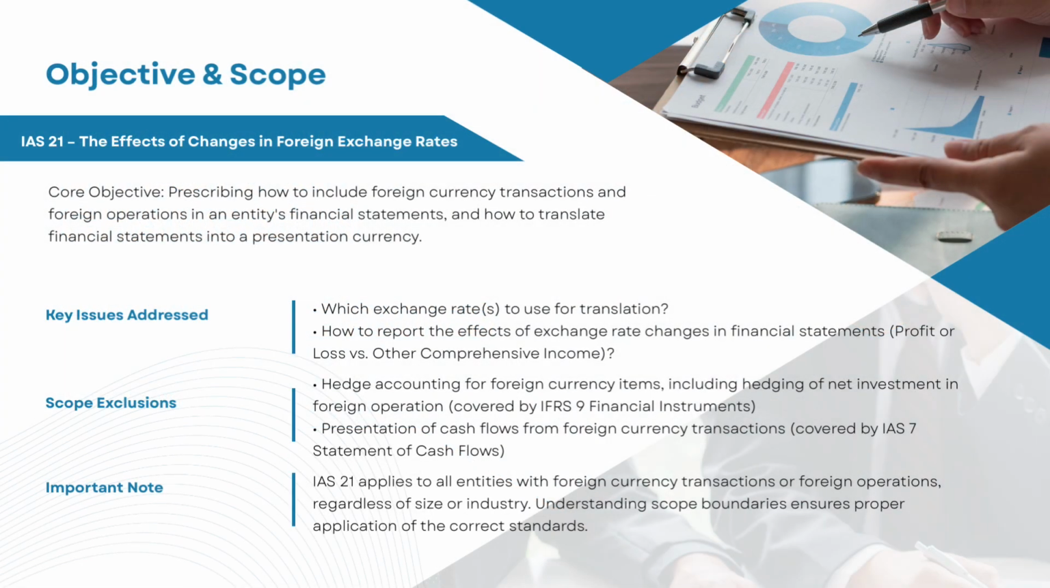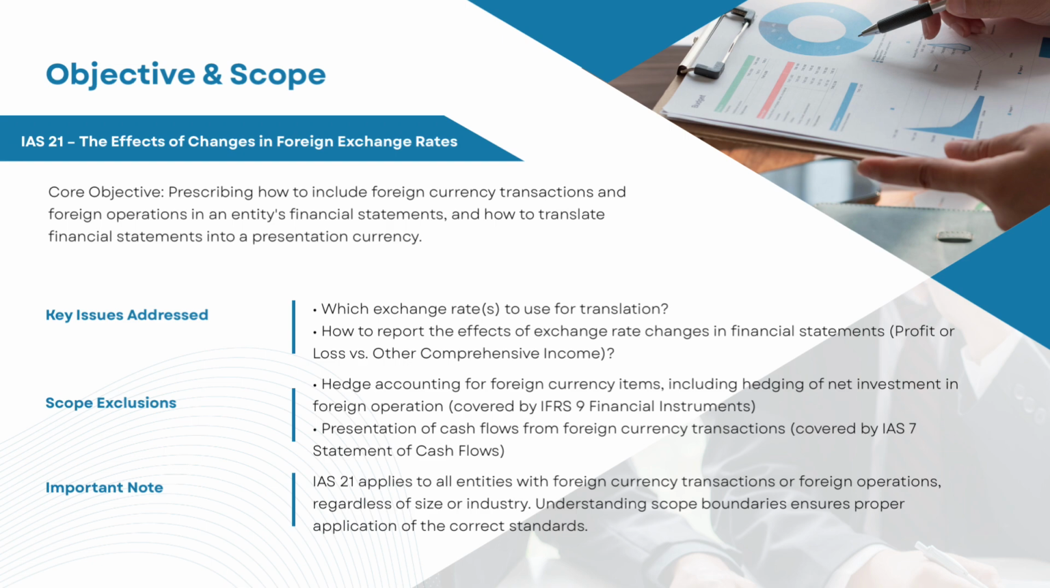Our starting point is the why. The objective of IAS 21 is to prescribe how to include foreign currency transactions and foreign operations in an entity's financial statements. We focus on two primary challenges: selecting the correct exchange rate and determining how to report the inevitable gains or losses. Note that while we cover translation, specific hedge accounting is left to IFRS 9, and foreign currency cash flows are handled by IAS 7.